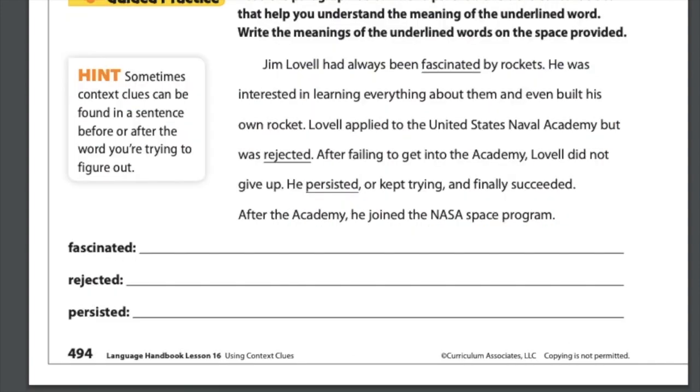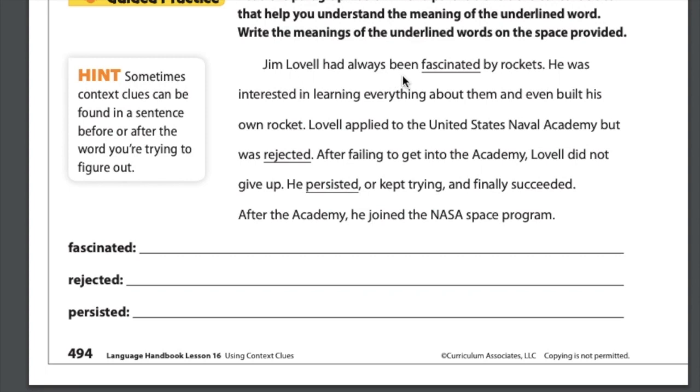Take a look at the section down below, guided practice. Once again, there is a hint. Sometimes context clues can be found in a sentence before or after the word you're trying to figure out. Keep that in mind. Read the paragraph below with a partner. Circle the context clues that help you understand the meaning of the underlined word. Write the meanings of the underlined words on the space provided.